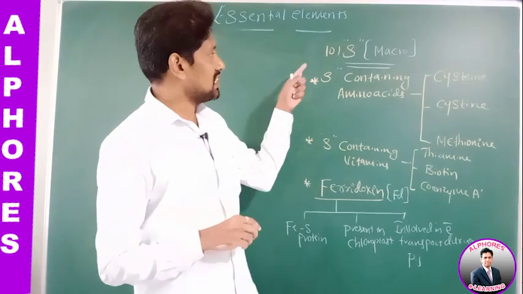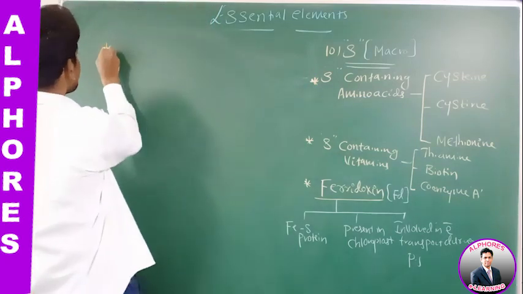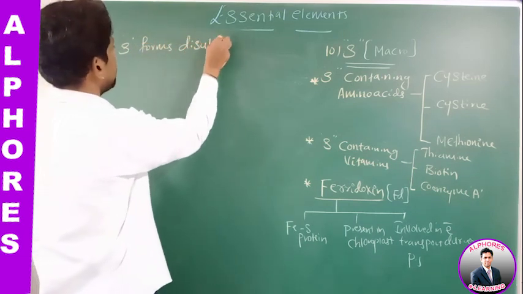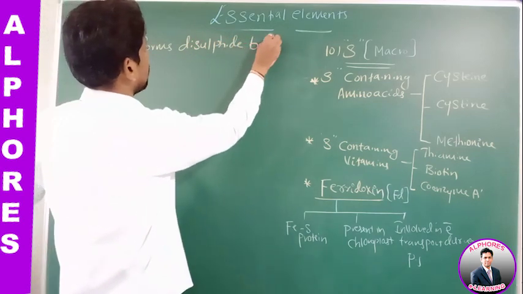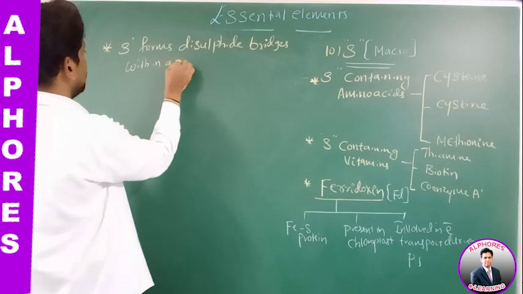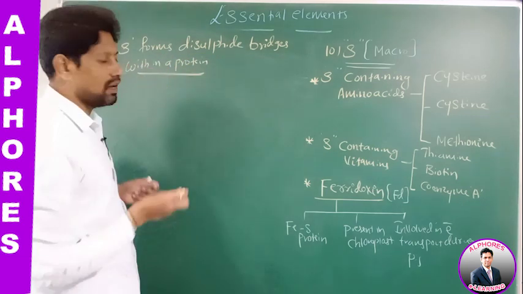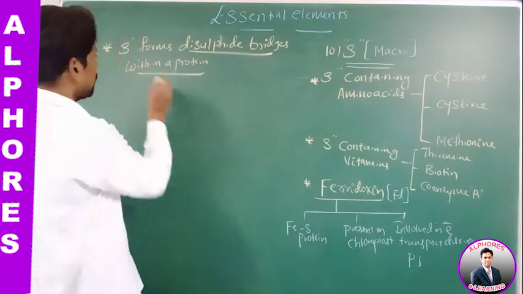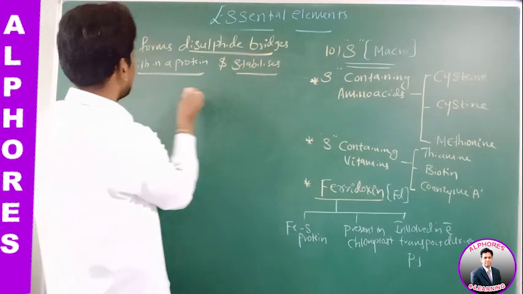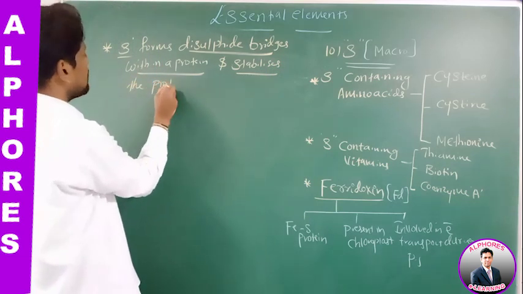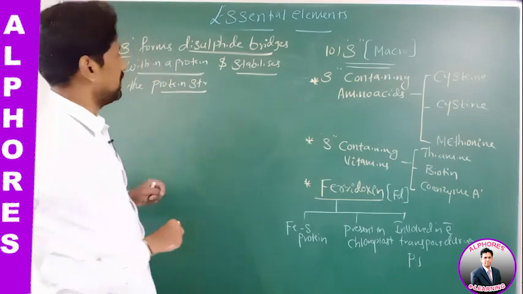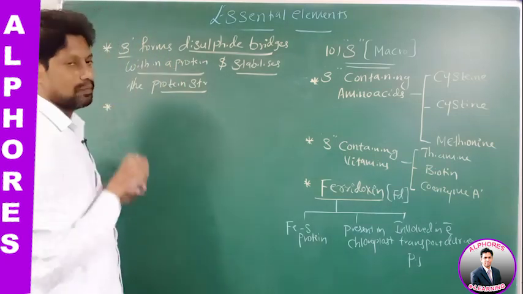We are discussing what? Sulfur, right? Sulfur forms disulfide bridges within a protein. What is it forming? Disulfide bridges. Who? Sulfur. And it stabilizes the protein structure. How is sulfur stabilizing the protein structure? By forming disulfide bridges.